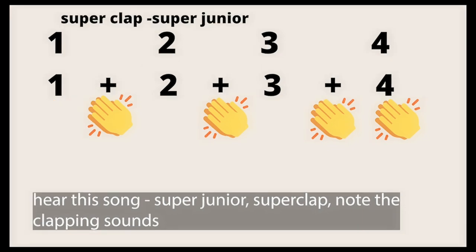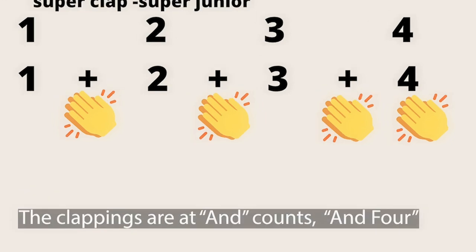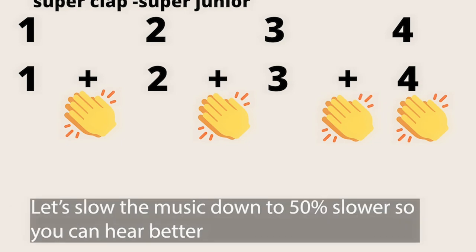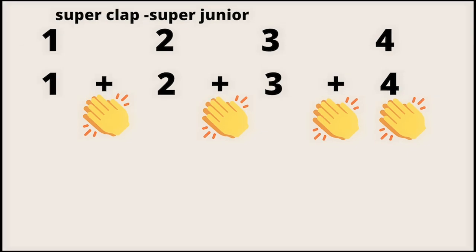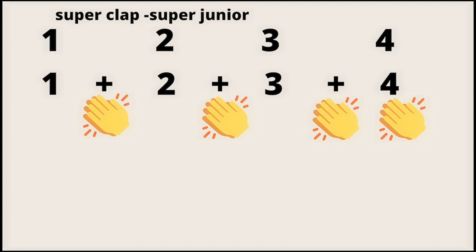Now let's listen to the next song. After the singing, super clap, you could hear the clappings are at N counts and N4. Let's slow the music down to 50%. When I choreographed this song for fitness, I did follow the N4, the claps at the back. But then I do hear some clappings at 3 and 4 instead. So check yourself. It should be N4 claps.